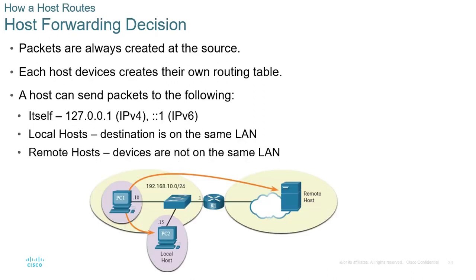Now, let's look at how the routers use the information to make forwarding decisions in the network layer. First, packets are always created at the source, which means here, for example, the end devices. At the end device, they actually have their own routing table. But the entries in the routing table of a host are limited. So what entries should it have? It should have a route to itself. A route to itself is, for example, to test its network interface card.